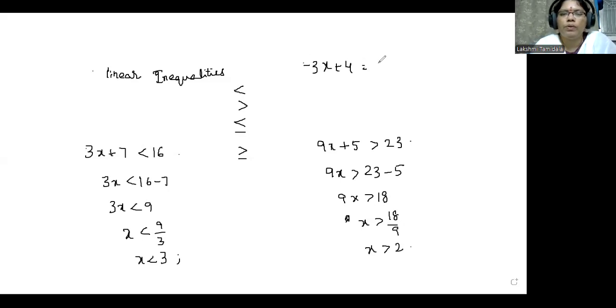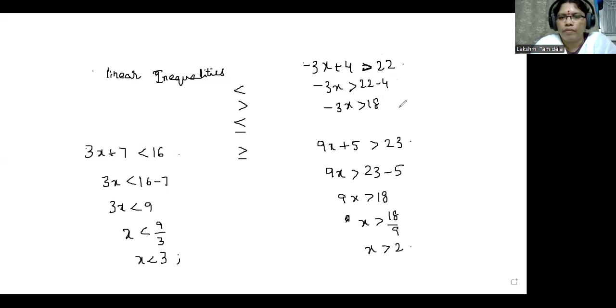for example, negative 3x plus 4 is greater than 22. In this case, we perform the same thing. Negative 3x is greater than 22 minus 4. We take this 4 from this side to this side. That becomes 22 minus 4, which is equal to 18. Negative 3x is greater than 18.